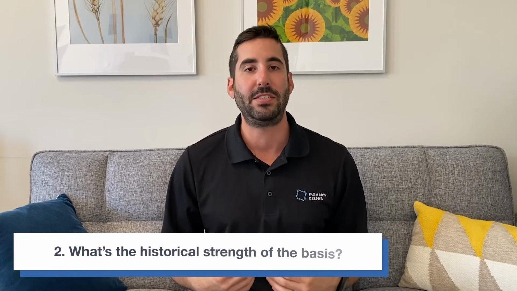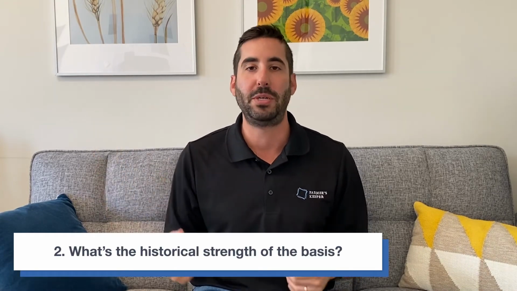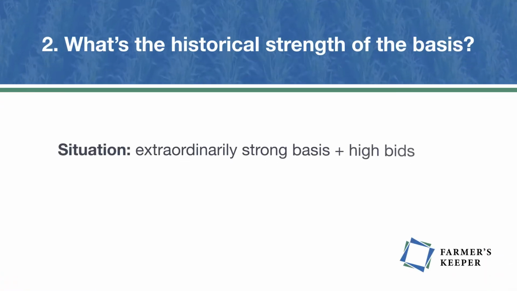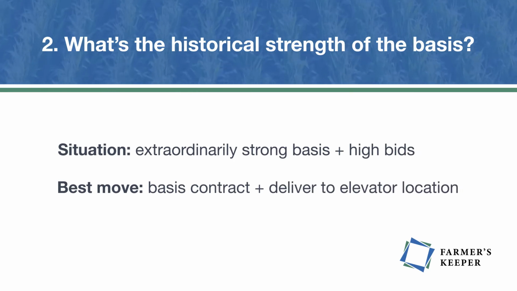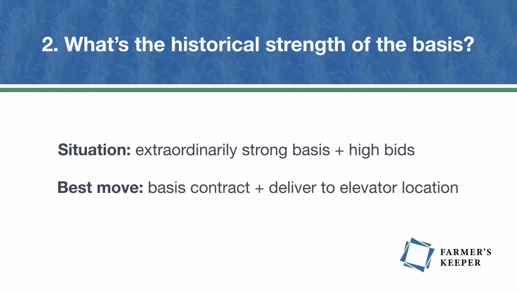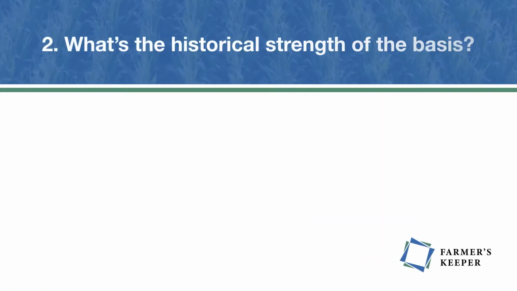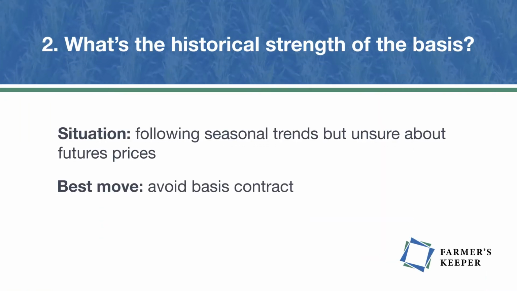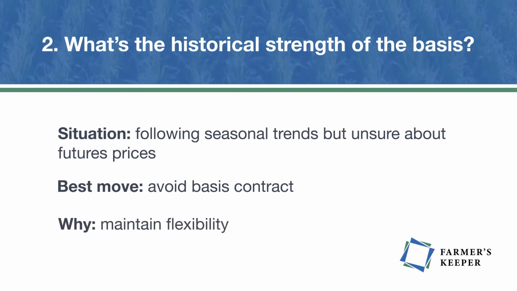If you see a basis that is much stronger than you've ever experienced, a lot of us in 2021 and 2022 saw this for basis up in the Dakotas with ethanol rates just spiking, right? If you see these picked up bids for $1 or $1.50 over, that's too good to pass up. Maybe it is a good chance to capture some basis, and you probably do want to deliver to that elevator location. But if you see a seasonal trend and you're not really sure about futures prices yet, and basis really isn't enticing you to make a sale, then you probably want to stay away from a basis contract and maintain some of that flexibility that you have.